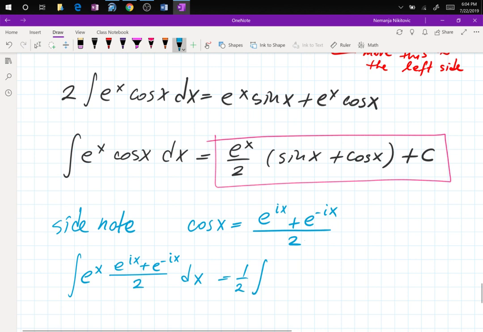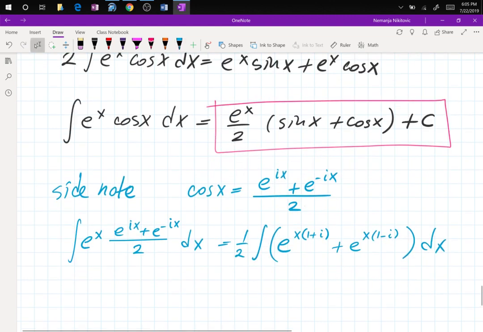When you distribute this e to the x, it becomes e to the x, and you factor out the complex number, becomes 1 plus i. Now, guys, I know it's a complex number, 1 plus i, but it doesn't matter. Complex number or a regular number that you are used to, it's the same rules. So you have this plus e to the x times 1 minus i, all of that dx. And you are now integrating e's.